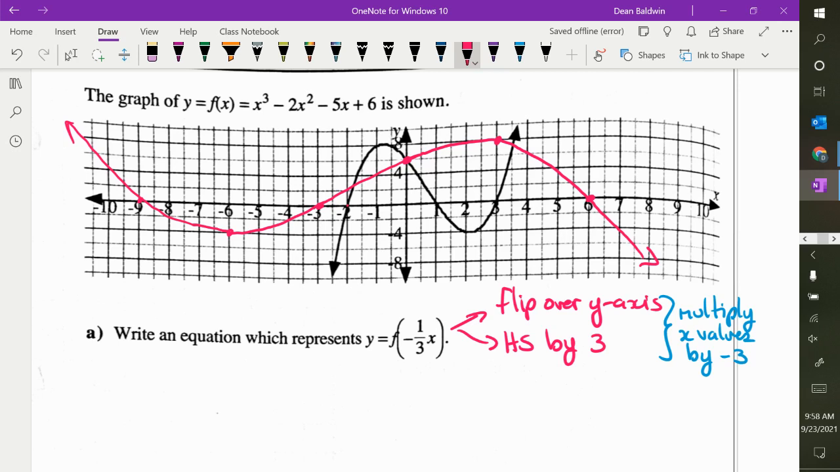Anything else? So you just took the x values and multiplied them. You take all your x values. By all, I mean take the key ones. But essentially, if you're actually plotting this, you could multiply all your x values by -3, plot the points, graph it. That's all it does. Okay? All right. We're okay with that?